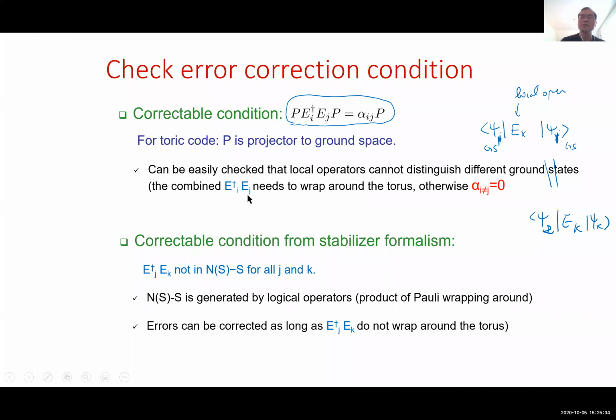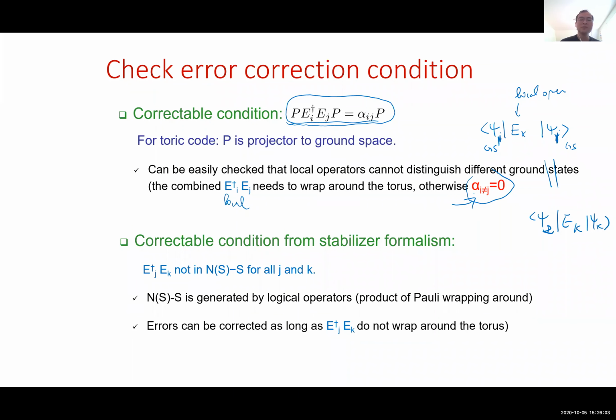Okay, this can be made rigorous because you see that these E dagger E need to be wrapped around in order for this to be not zero. Okay. So you can easily check for local operator, if these are local, you will see that these are actually 0.